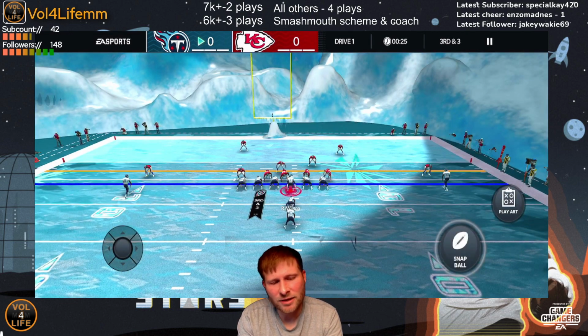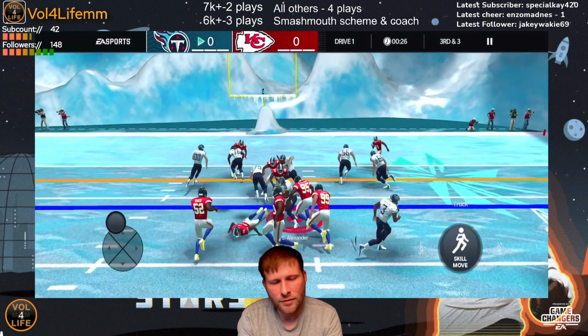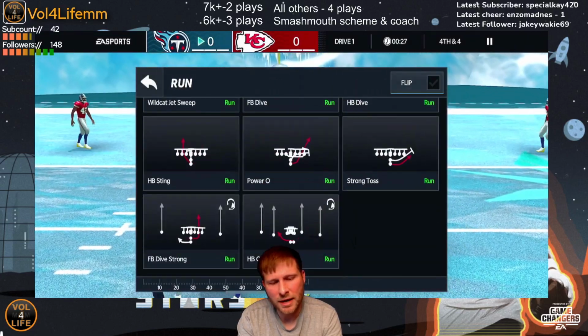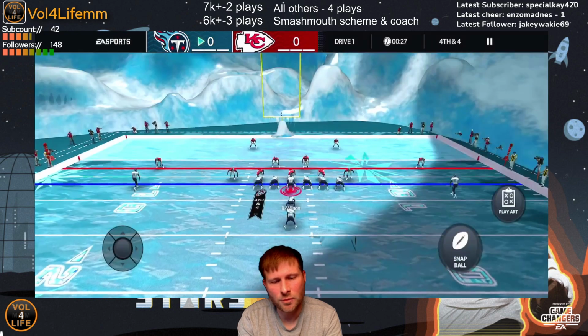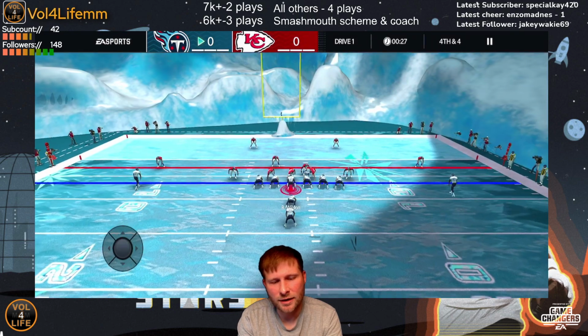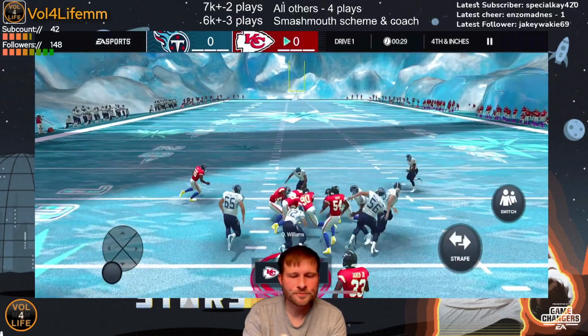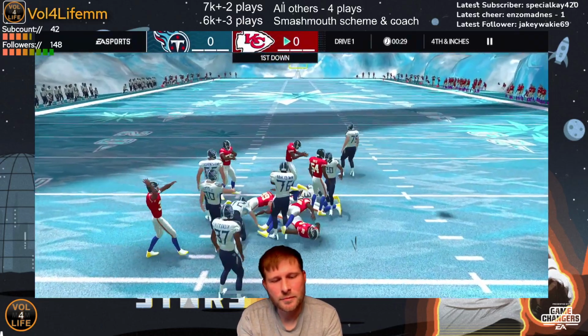Here we've got a stacked box, though. We've got a blitz coming right into us, and let's see how we stack up here. We need the blocks to happen, and there we just get popped before we can do anything. Let's run it back the other direction, see if we can get a push with fullback dive strong, and look at that. That offensive line just shifting inside, and there we pop the fumble. We just got jacked.